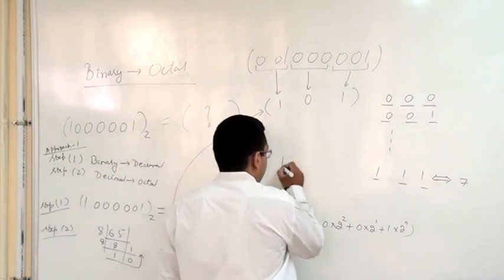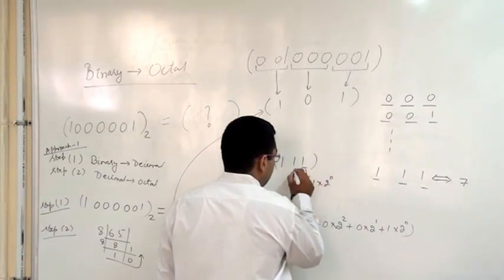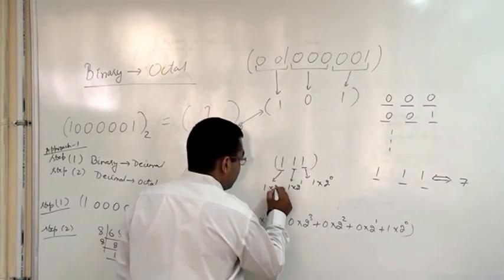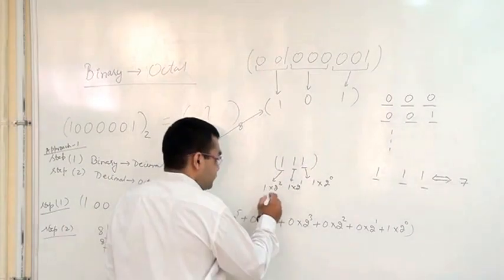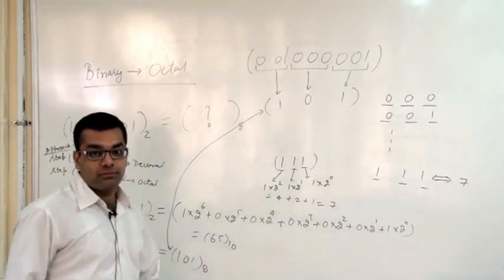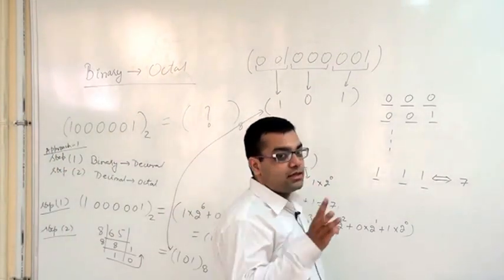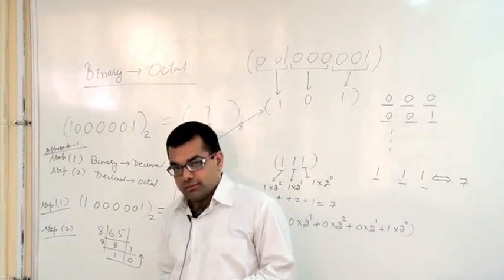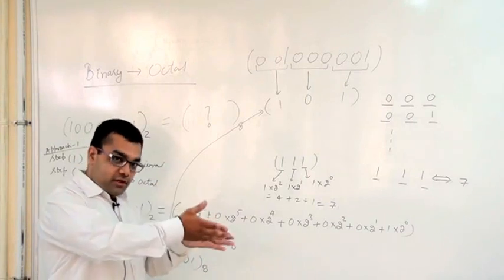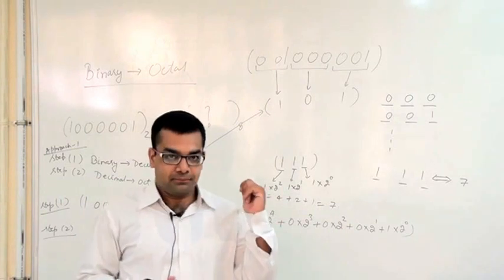Say 1 1 1, so that is 1 into 2 to the power 0 plus 1 into 2 to the power 1 plus 1 into 2 to the power 2. So 2 into 2, that is 4, plus 2 plus 1 comes out to be 7. Okay, so the basic point is, if you represent in 3 digits, you will never exceed 7. This is the basic of our octal number system. We have numbers or digits from 0 to 7. Okay, this method is correct.